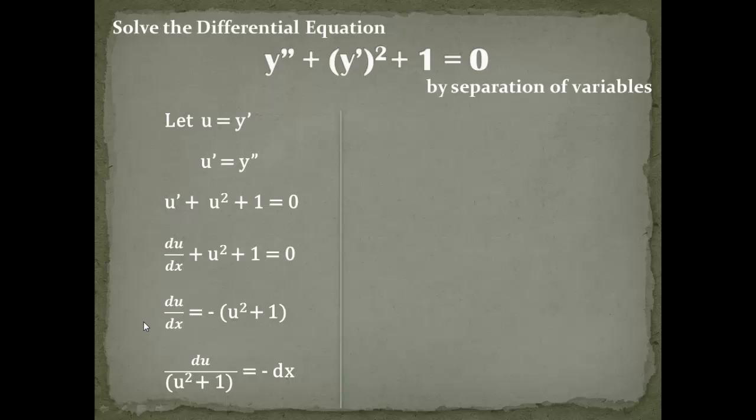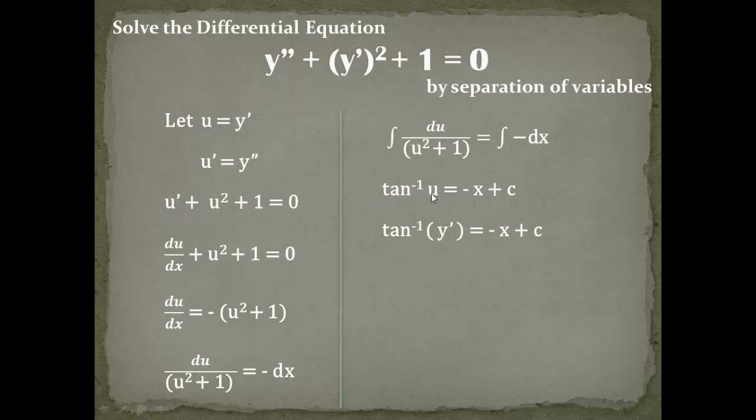Separating the variables, we put the u variable to the left side of the equation and the x variable to the right side of the equation, and that's why we have du over u squared plus 1 is equal to negative dx. Integrating the equation, we have the integral of du over u squared plus 1 is equal to the integral of negative dx. Evaluating the integral, we have tangent inverse of u is equal to negative x plus the constant c.